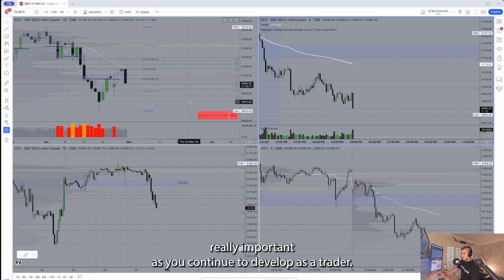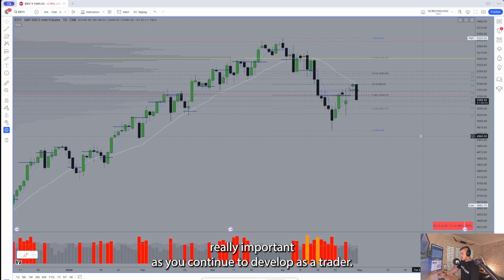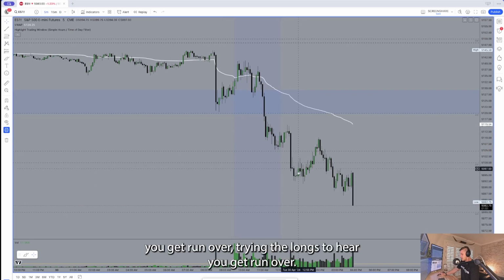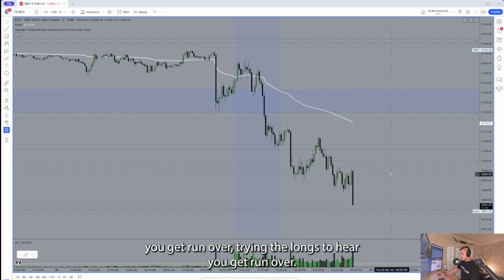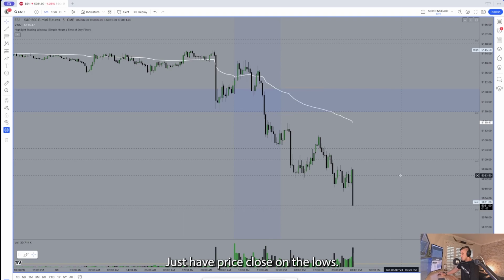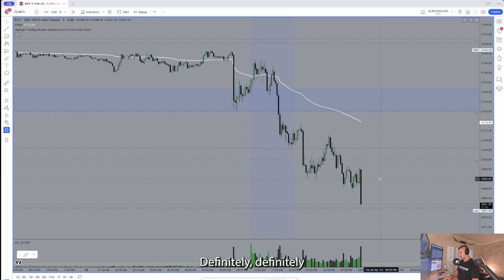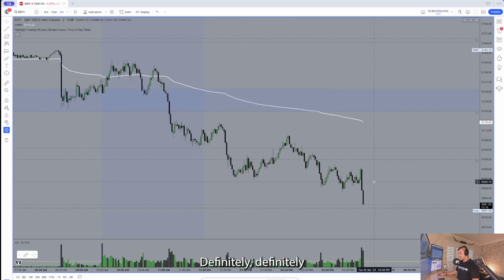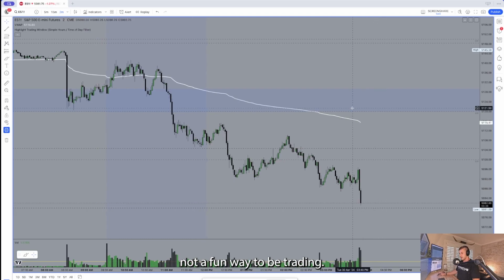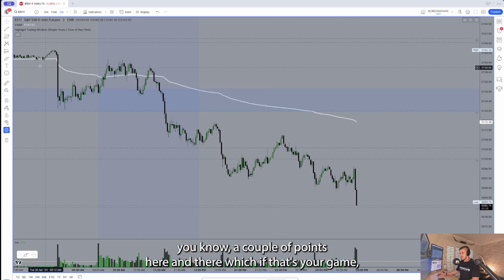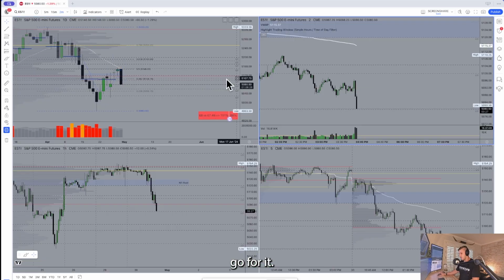It's going to be really important as you continue to develop as a trader. It's no fun trying the longs through here and getting run over. Trying the longs through here, you get run over, right? Just to have price close on the lows. I've been there before. That's why I reiterate this point. Definitely not a fun way to be trading, not a profitable way to really be trading. Again, unless you're fighting for a couple of points here and there, which if that's your game, go for it.